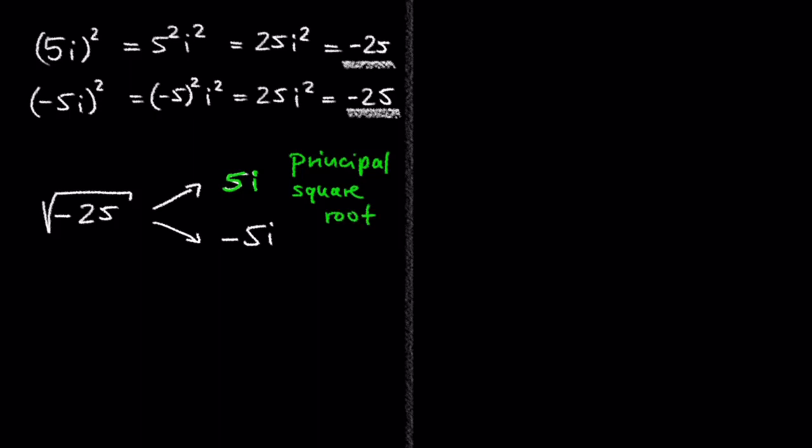In general, we define for any positive real number b the principal square root of the number negative b as i times the square root of b.